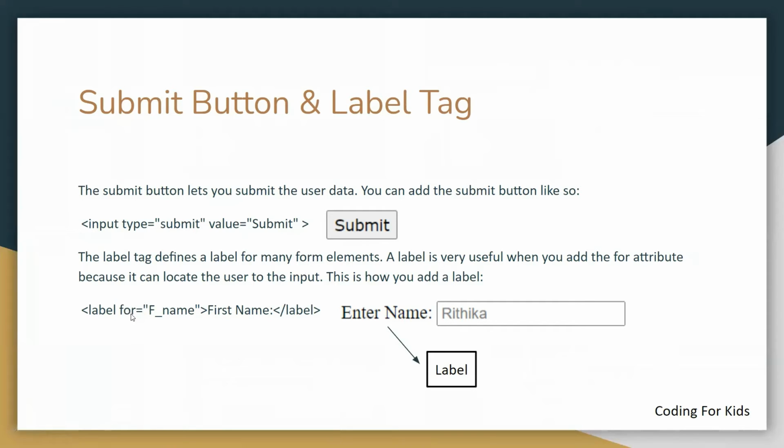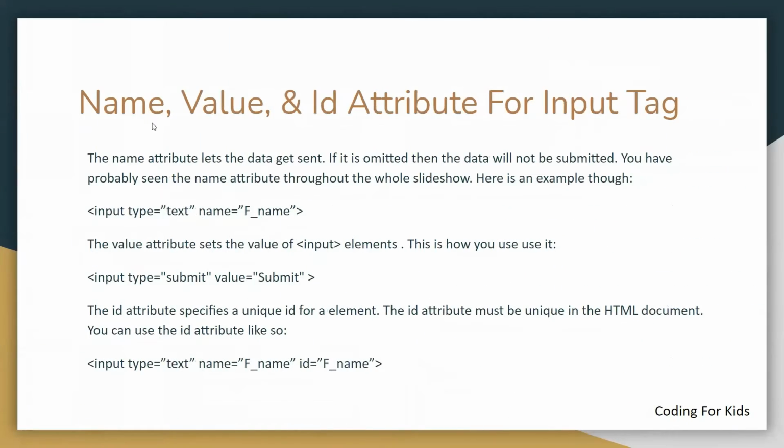The for attribute, basically what happens is if you click on this label, it'll locate your cursor right over to the input or text field. You'll get this more when we actually look at the form I did, because that will have this label type. So basically, if you click on the label, it'll locate your cursor right here. Now let's look at the name, value, and ID attribute for the input tag.